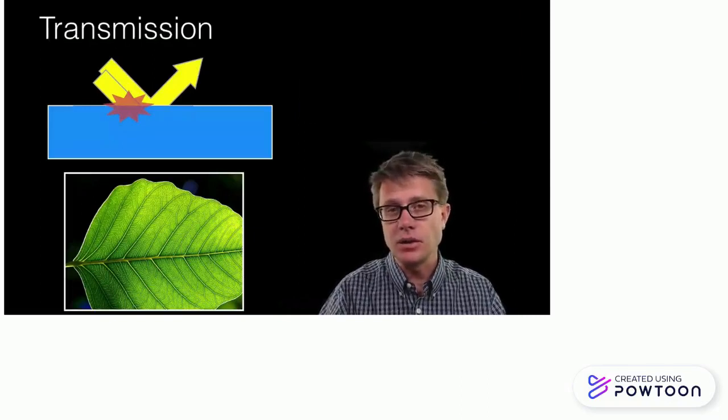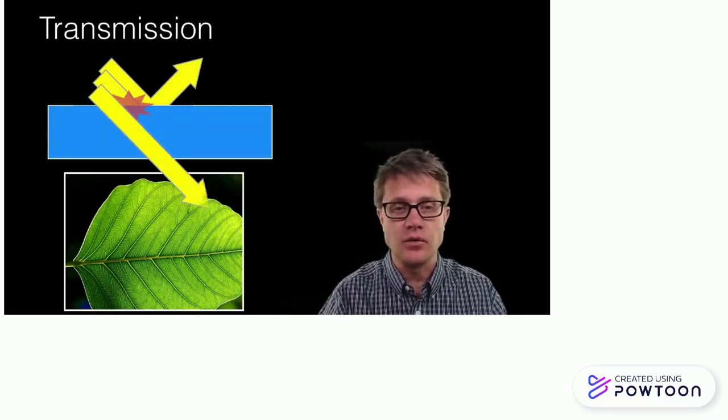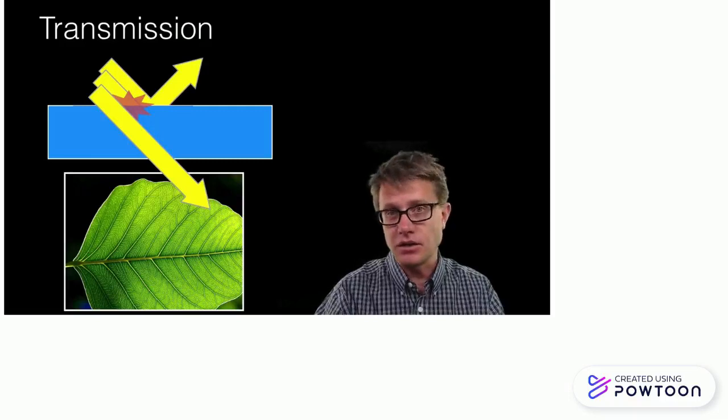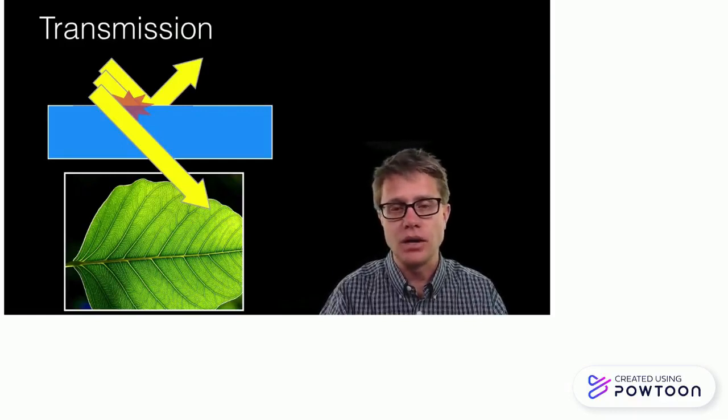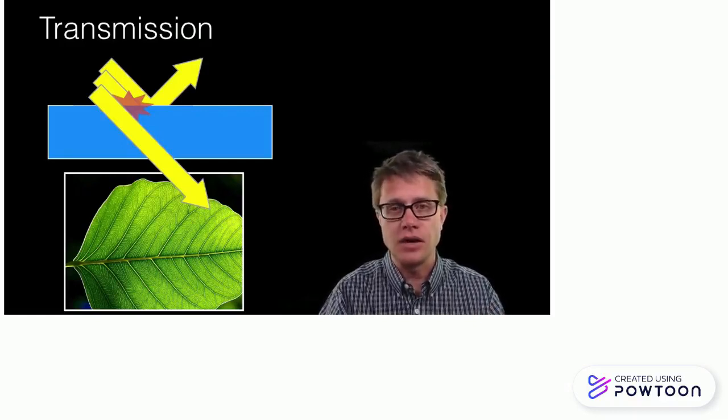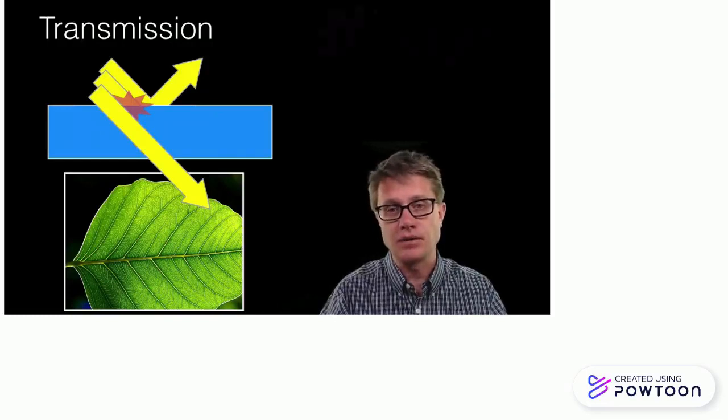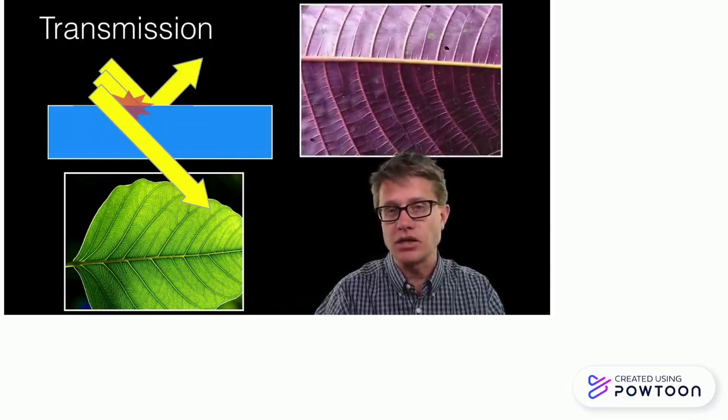Now light can also be transmitted. That means that it goes from one medium to another and it just goes right through that medium. And so if we were to look on the underside of a leaf, we're going to see a lot of green light coming through, but also some of that blue and red light's going to make it through as well. And so some plants have evolved a barrier on the bottom. And so you'll see some leaves that on the bottom are reddish bluish on the bottom.